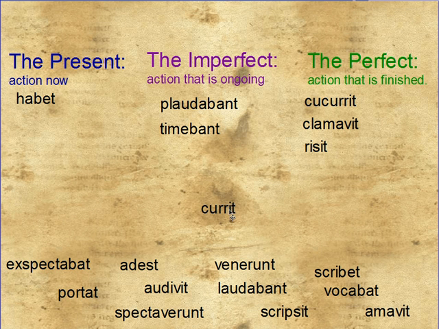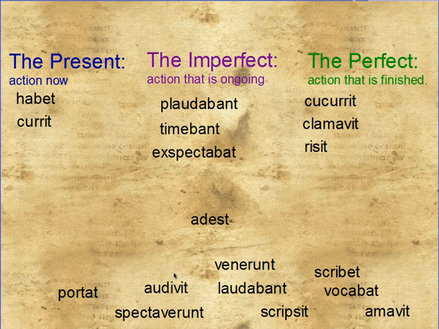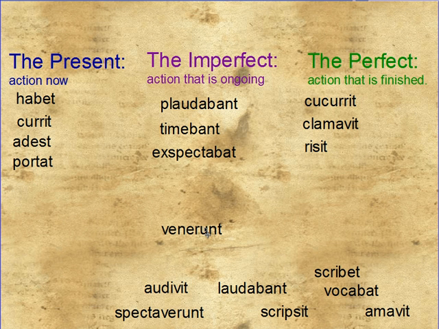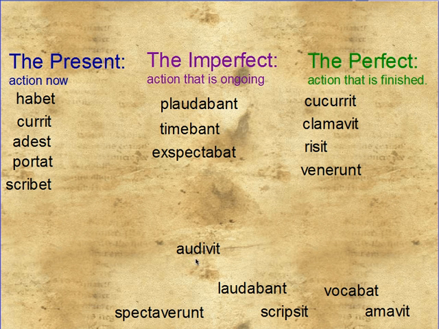Exspectabat, notice the ba. He was waiting for. Ades. Now here we want to fall back on our verb to be, which is hidden here in our verb, ades. This is the present tense. He is here. Portat, she carried. Venerant, this is one of our tricky verbs, but we see the erunt ending. They came. Scribit, he writes. Audivit, she listened. Vocabat, he was calling. Laudabant, they were praising.